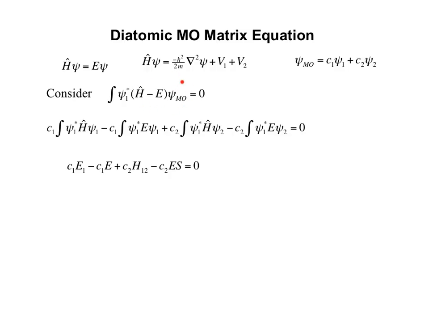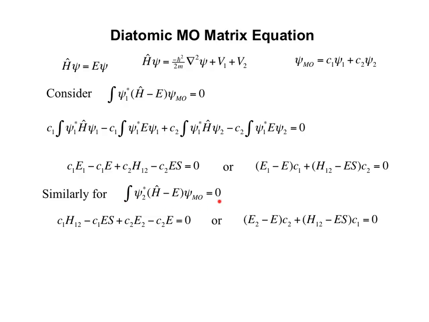Since this part comes from the Schrödinger equation, H psi molecular orbital equals E times psi molecular orbital, that should be 0, meaning this equation should also be 0. So we'll keep that equal to 0 here and here. Collecting terms of C1, I have E1 minus E times C1, and collecting terms of C2, I have H12 minus ES times C2, all equal to 0.